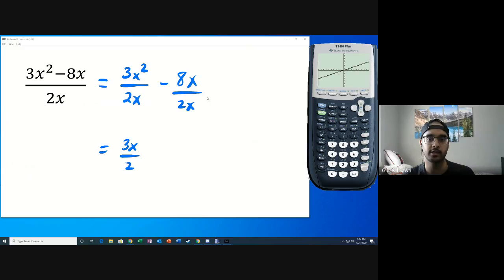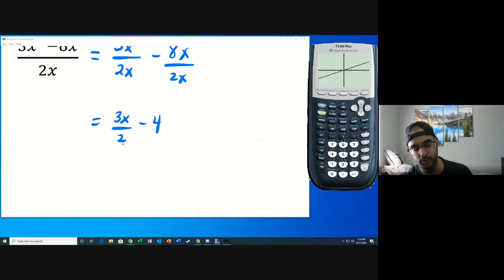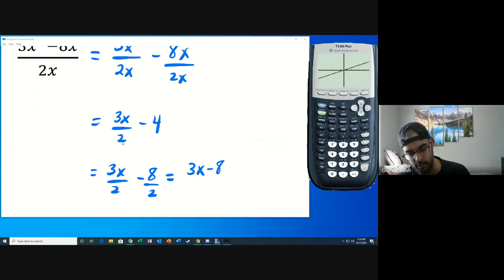Now my second fraction, 8x divided by 2x. 8 over 2 is 4. X over x cancels, so really there's just a 1 there. So I'm going to have 3x over 2 minus 4. Now let's try to put this back together. If I rewrite 4 as a fraction with a denominator of 2, this will tell me I've got 3x over 2 minus 8 over 2. So as a final simplified expression, 3x minus 8, whole thing over 2.